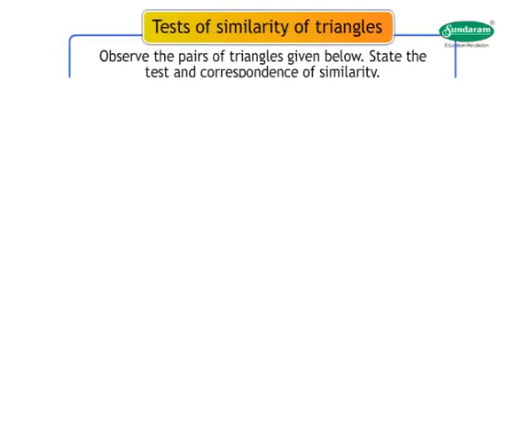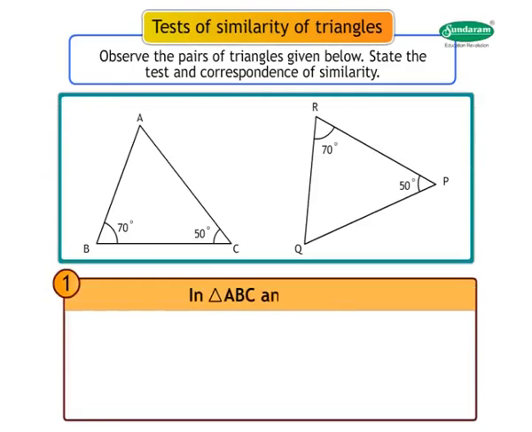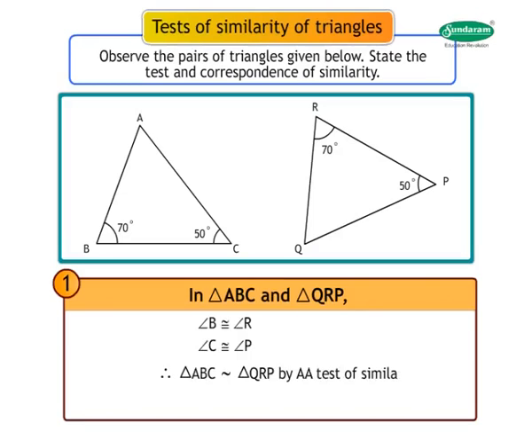Tests of similarity of triangles. Observe the pairs of triangles given below. State the test and correspondence of similarity. Number 1. In triangle ABC and triangle QRP, angle B is congruent to angle R. Angle C is congruent to angle P. Therefore, triangle ABC is similar to triangle QRP by AA test of similarity. Therefore, ABC corresponds to QRP.